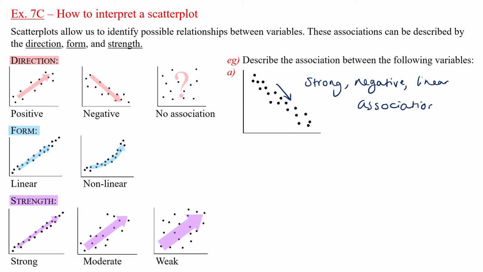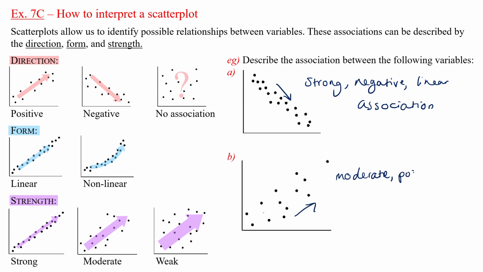Okay, in the second example, I would describe this as moderate. You might interpret this as weak, and that's all right as well. So we have a moderate. This time the data is moving upwards, so it's positive. And it's still fairly straight. Yeah, let's go linear. This one's a linear association as well. Except in this one, I might choose to point out that this point here is a possible outlier.